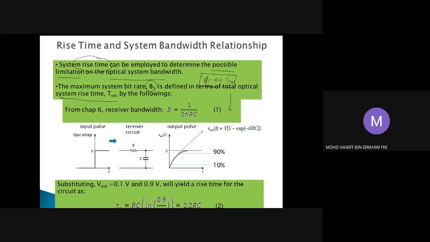Okay, so we start with this equation of the receiver bandwidth, which is 1 over 2 pi RC. We have seen this equation in chapter 6.